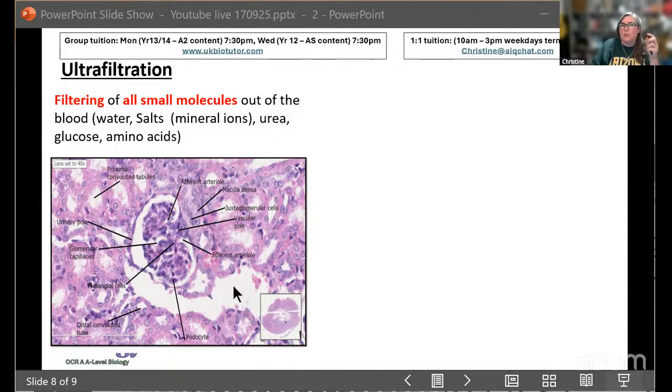Yes, that's a cross section that you can see. That is a cross section.